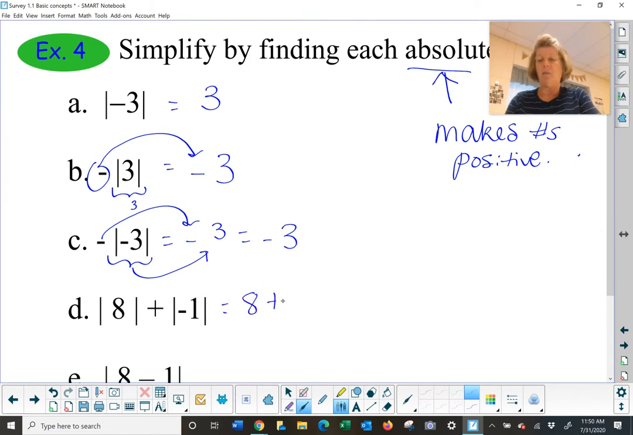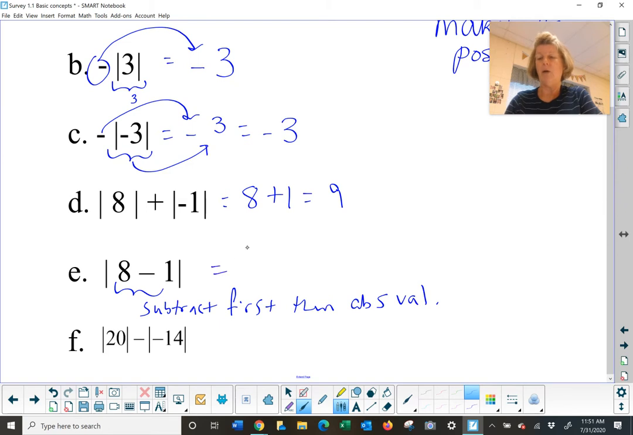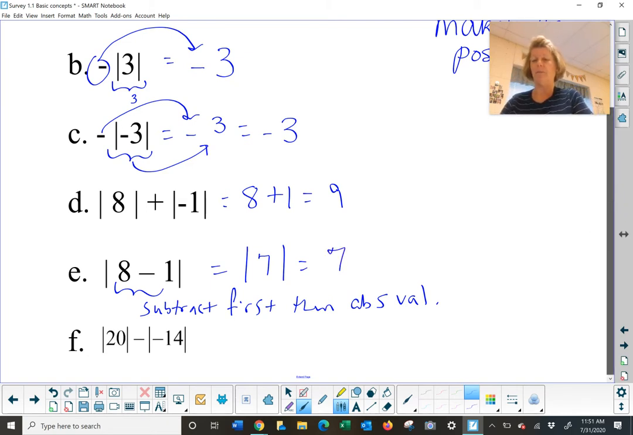Obviously, we get 8 plus 1, giving us 9. D was easy. Here, we want to subtract first, right? Since it's inside a grouping symbol. Yeah, that's right. Absolute values act as grouping symbols. So we want to subtract first, then absolute value it. So I'm going to look at this as the absolute value of 8 minus 1, the absolute value of 7. Now I'm going to do the absolute value, which will take me out to positive 7.